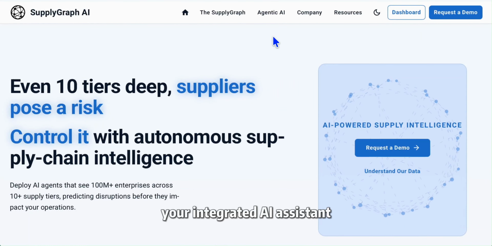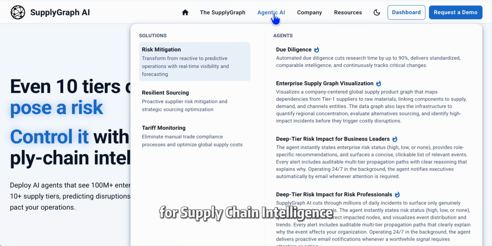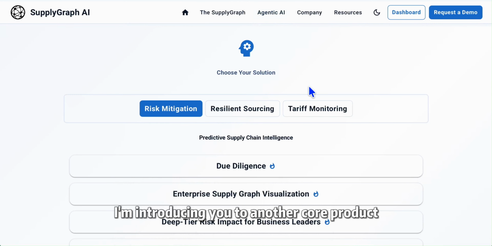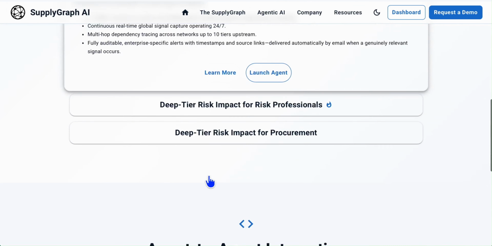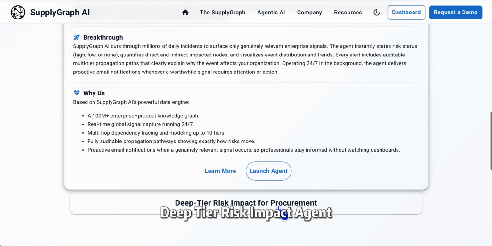Welcome to SupplyGraph AI, your integrated AI assistant for supply chain intelligence. Today, I'm introducing you to another core product in our supply chain risk mitigation suite, Deep-Tier Risk Impact Agent.